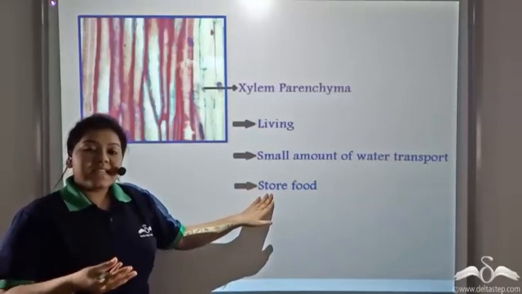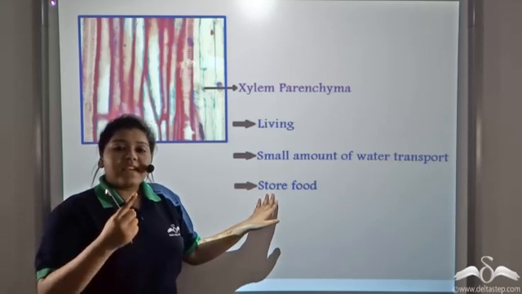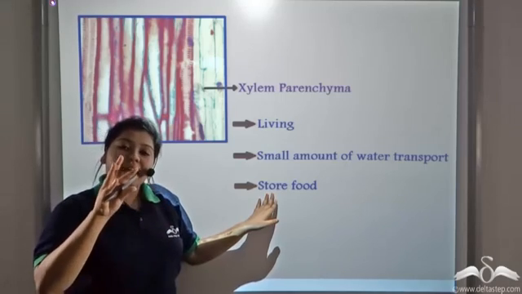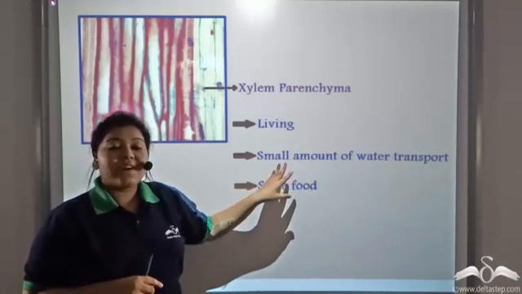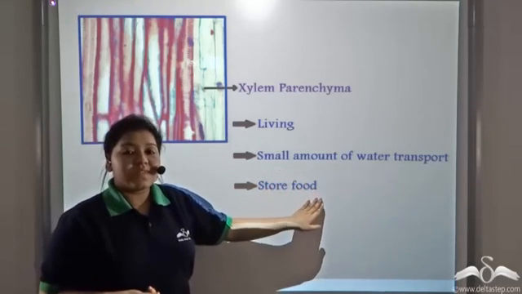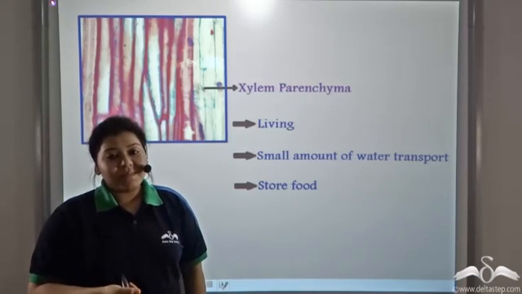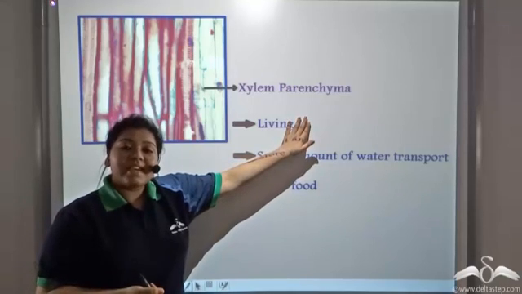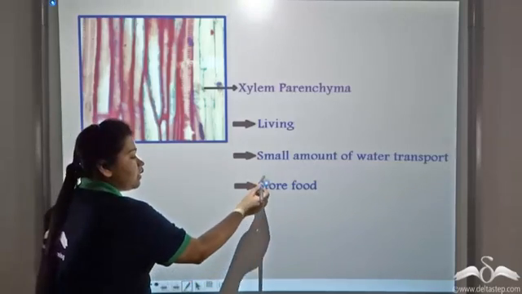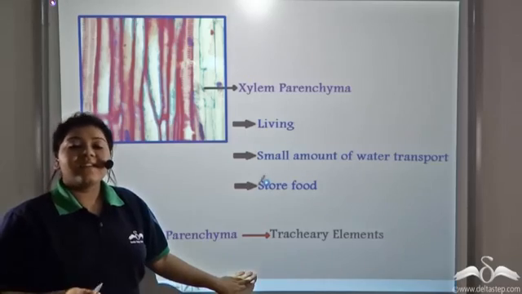And since these cells are living cells, they have vacuoles as well. Each parenchyma cell contains a single vacuole that occupies a maximum space in the middle, and these vacuoles can store food. So the xylem parenchyma can store food as well. Now, all living cells die at a certain point of time. So xylem parenchyma, being a living cell, will also die. So when xylem parenchyma dies, they form the tracheary elements. That is, the tracheids and the trachea.